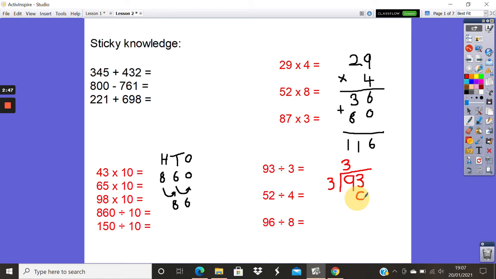Put a 0 in my ones column and multiply these two numbers. Okay, so we're going to multiply those two. So 3 times 3 is 9. And then I'm going to subtract 90 from 93. So 3 take away 0 is 3. 9 take away 9 is 0, which leaves me with just 3. So how many 3's go into 3? Which would be 1, which I'm going to put up here. 93 divided by 3 is 31.